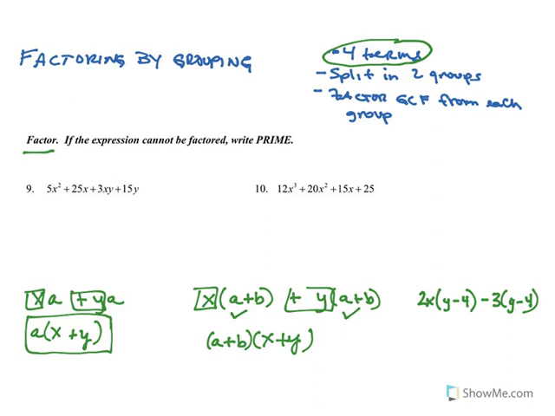Okay? So 2x times (y minus 4) minus 3 times (y minus 4). For the GCF, I see a common (y minus 4), so I would pull that out. And then I would combine 2x minus 3. Okay? So we do all that, and we're going to use that as we move forward into factoring by grouping.